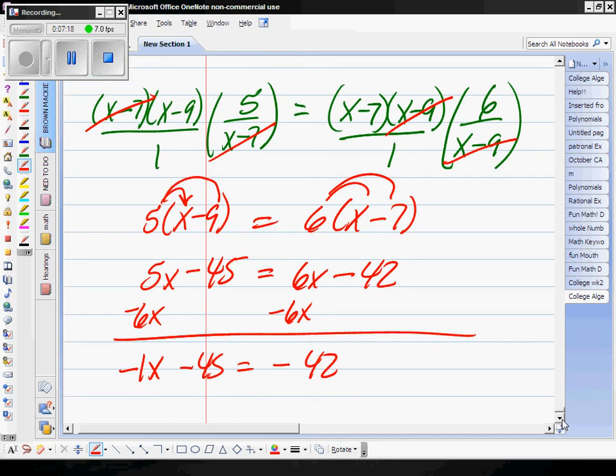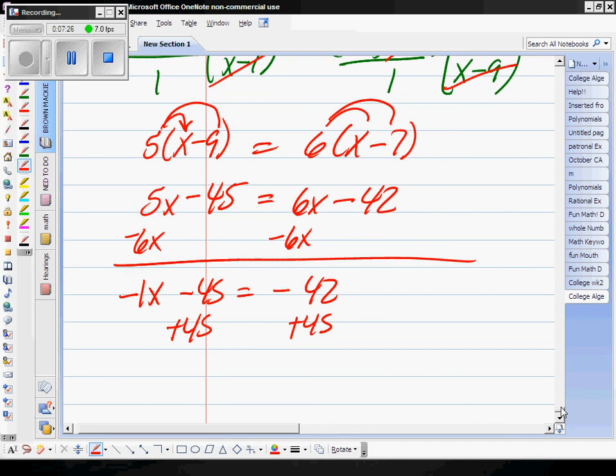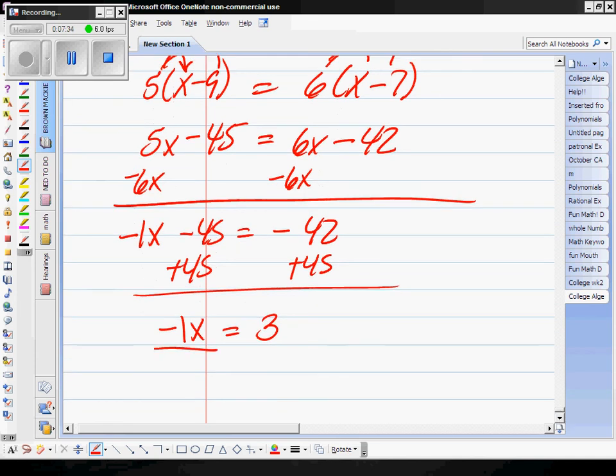Am I done? No. Add the 45. And guess what? Negative 1x equals 3. Am I done? No. Divide both sides by negative 1, and so x equals negative 3. Whoop, there it is.